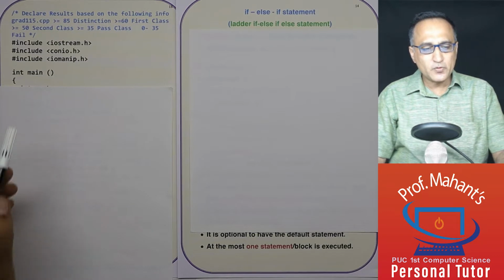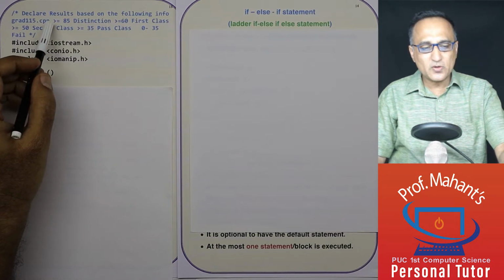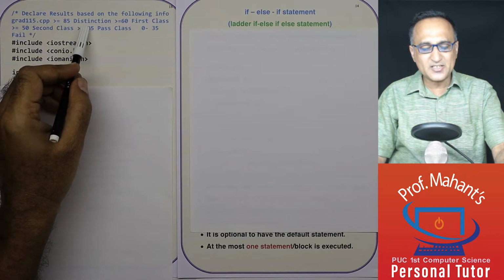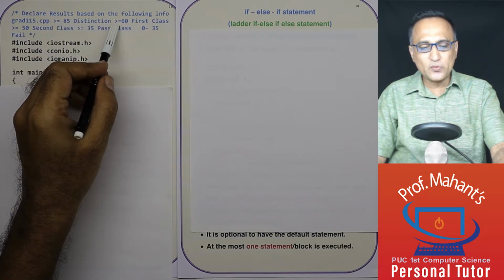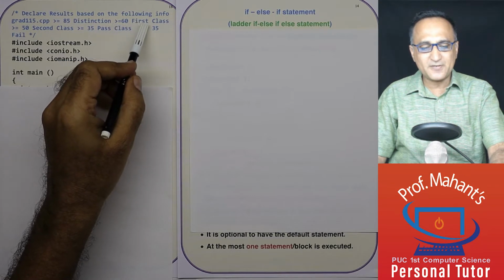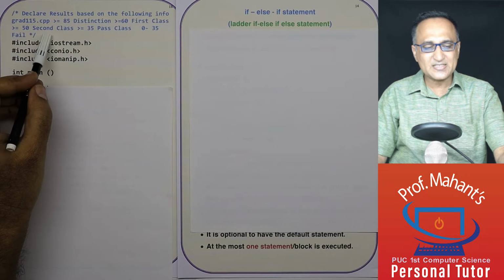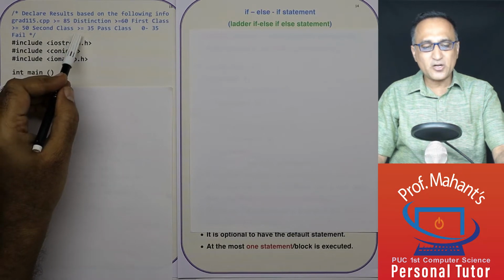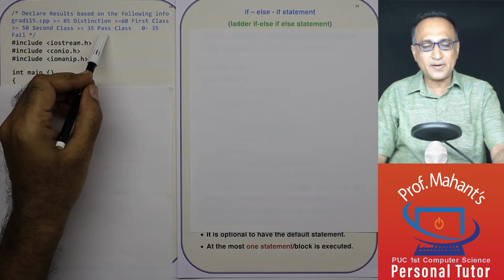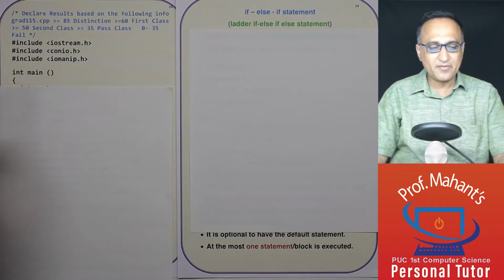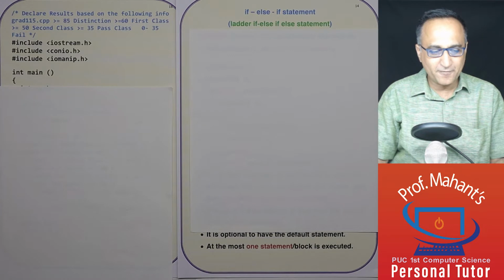So what I'm trying to do here is if the marks by a student is more than or equal to 85, I'm going to say distinction. If it is more than or equal to 60, I'm going to say first class. If it is more than or equal to 50, I'm going to say second class. If it is more than or equal to 35, I'm going to say pass class. And any other value between 0 and 35, I'm going to indicate he or she has failed.